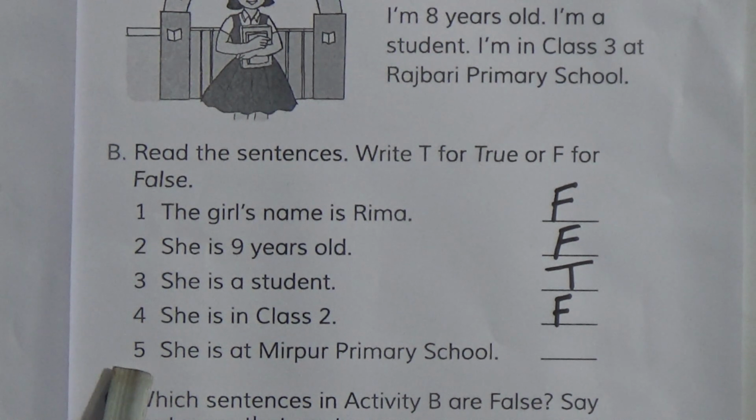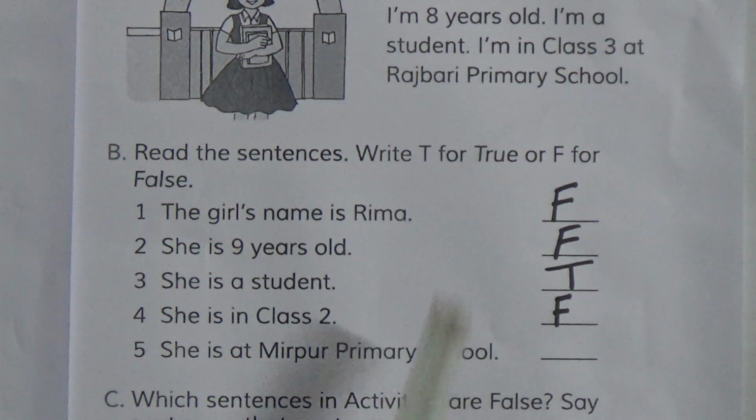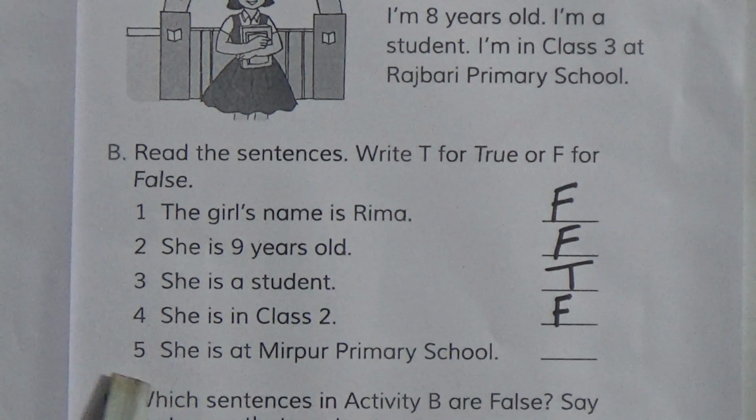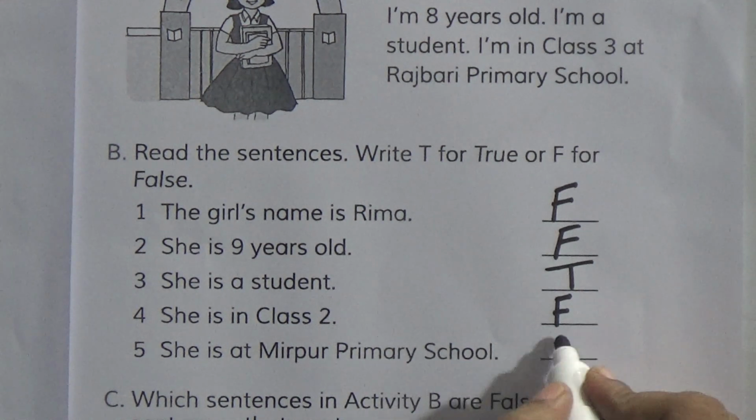Number 5. She is at Mirpur Primary School. But her school's name is Rajbari Primary School. So this sentence is also false. So we will write F here.